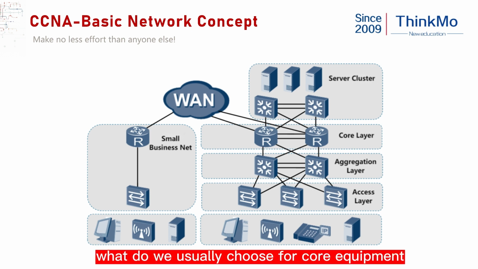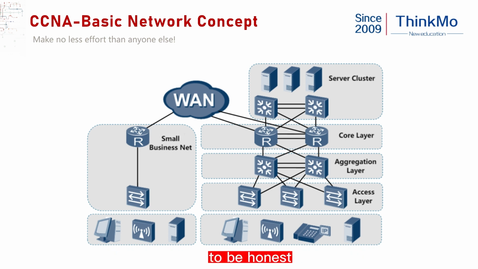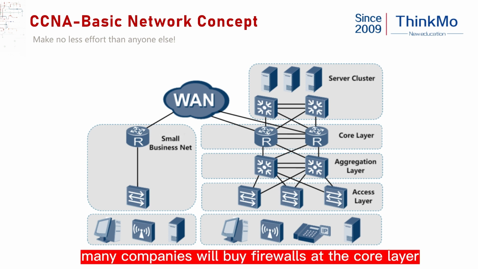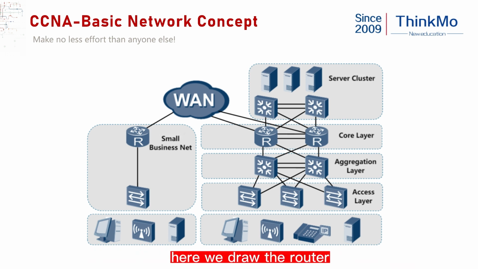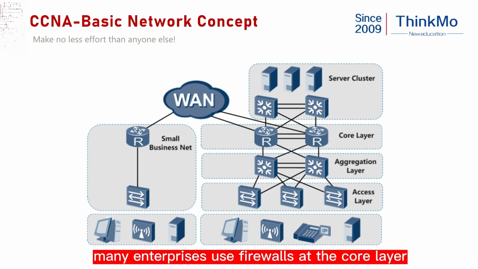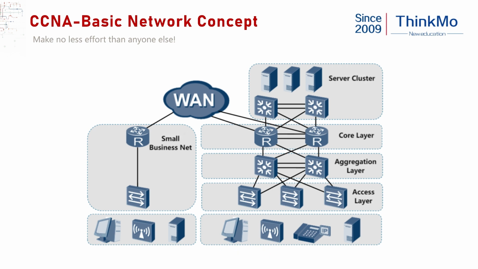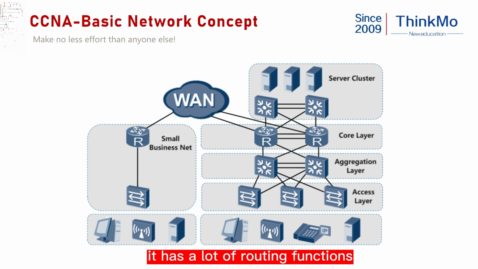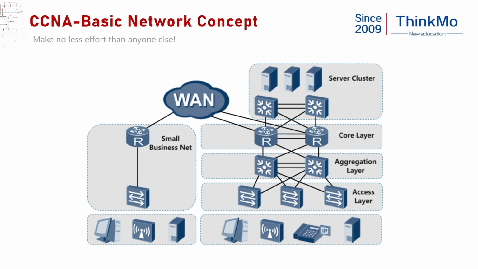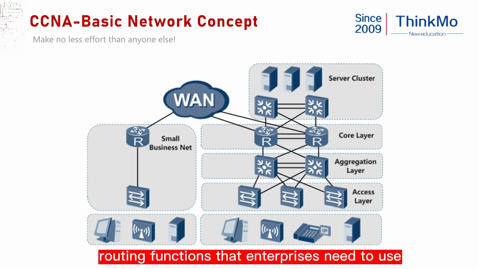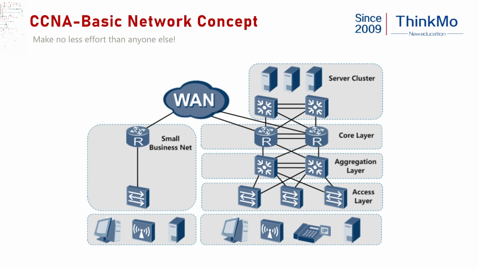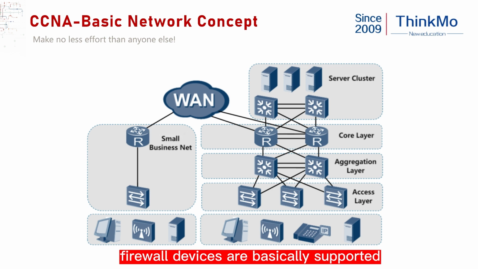What do we usually choose for core equipment? To be honest, many companies will buy firewalls at the core layer. Here we draw the router. But everyone will know. In fact, many enterprises use firewalls at the core layer. Why? Because of the firewall. The firewall itself. It has a lot of routing functions. That is, basically for a business, routing functions that enterprises need to use. Firewall devices are basically supported.